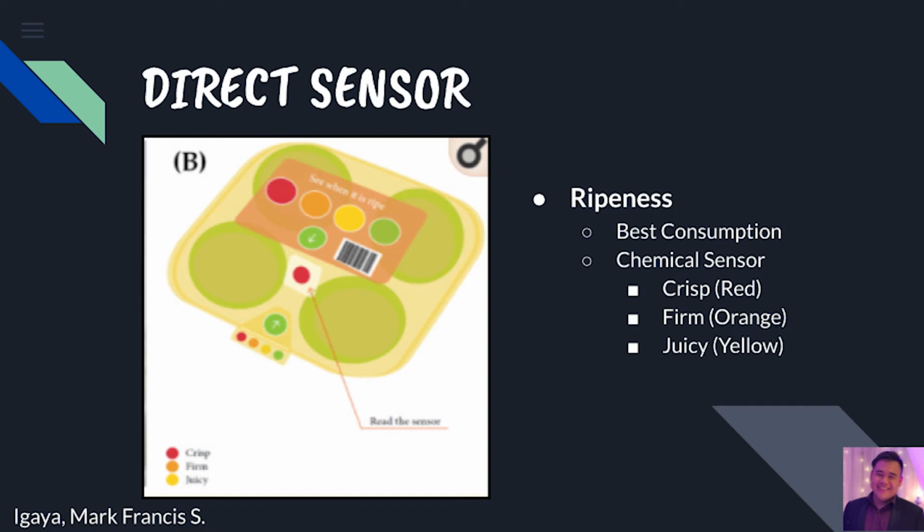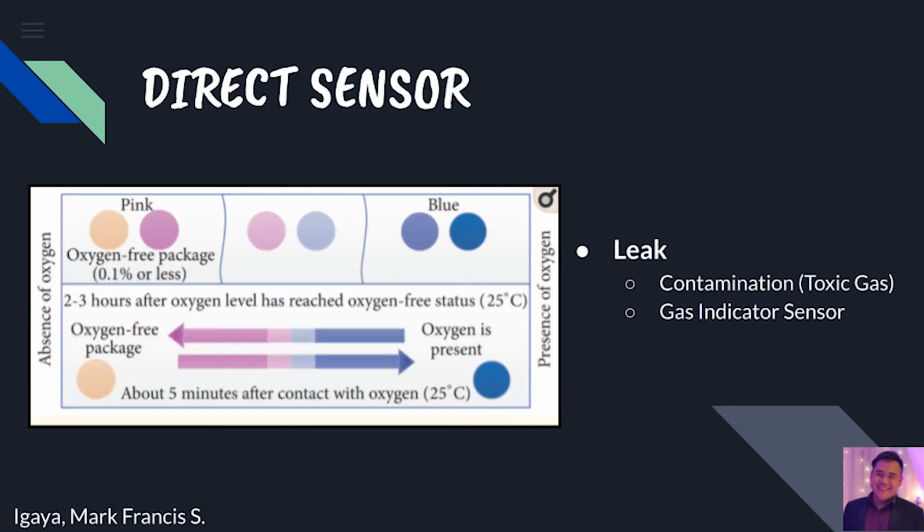For ripeness, the sensor becomes red, indicating crisp at the beginning, and changes to orange or firm, and then finally to yellow or juicy with increasing ripeness. The use of this sensor can also reduce fruit damage and shrinkage, which may be caused by the handling and inspection of fruits by the consumers.